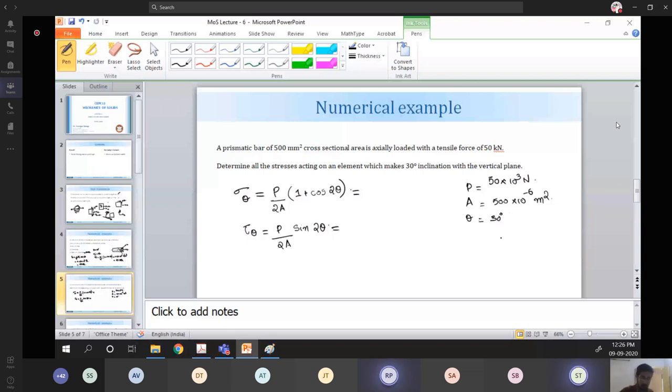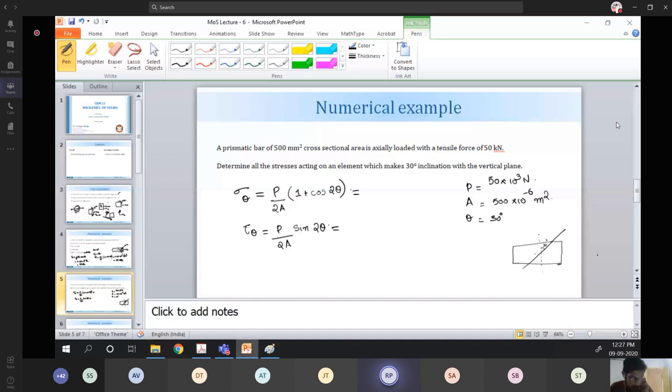Sir, can you please explain why theta is 30 degrees in this case? Yeah, sure. Remember, it is on the element which makes 30 degree inclination with the vertical plane. Sir, 75 megapascals, yeah, 75 is the answer.